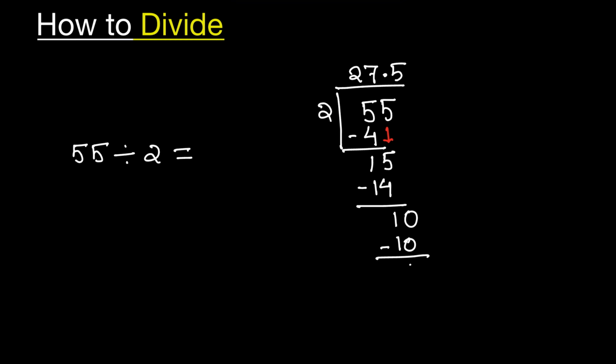Subtract, we get a 0. As we have got the number 0 and we have no number to bring down here, so we will stop. Therefore, 55 divided by 2 is equal to 27.5, and this is our final answer.